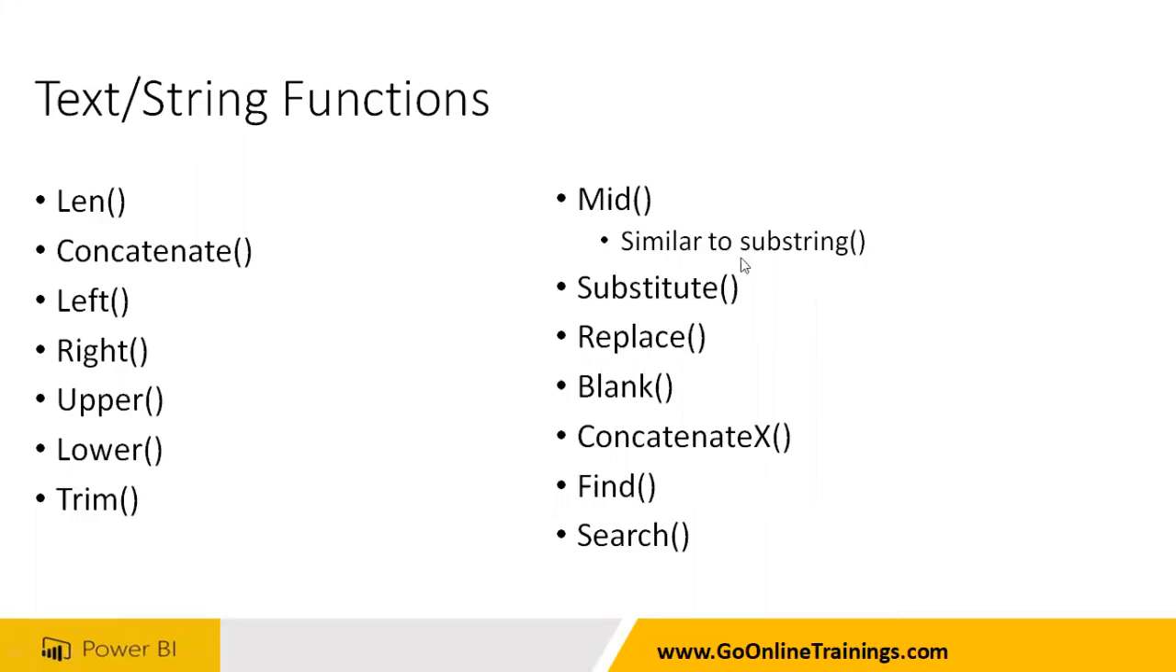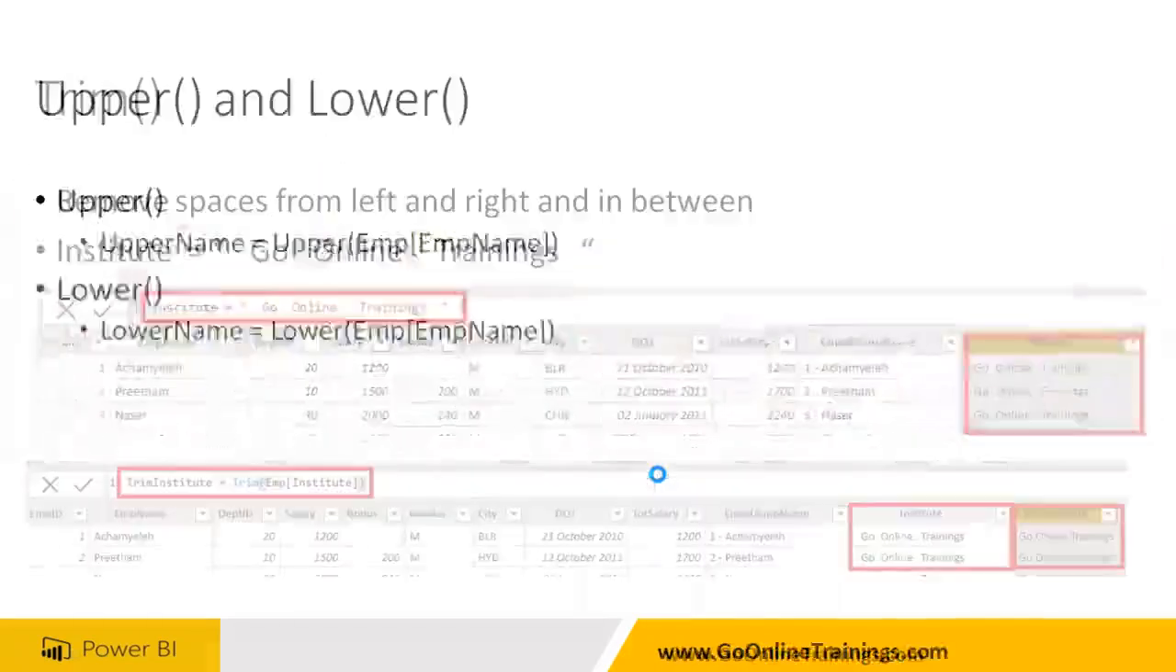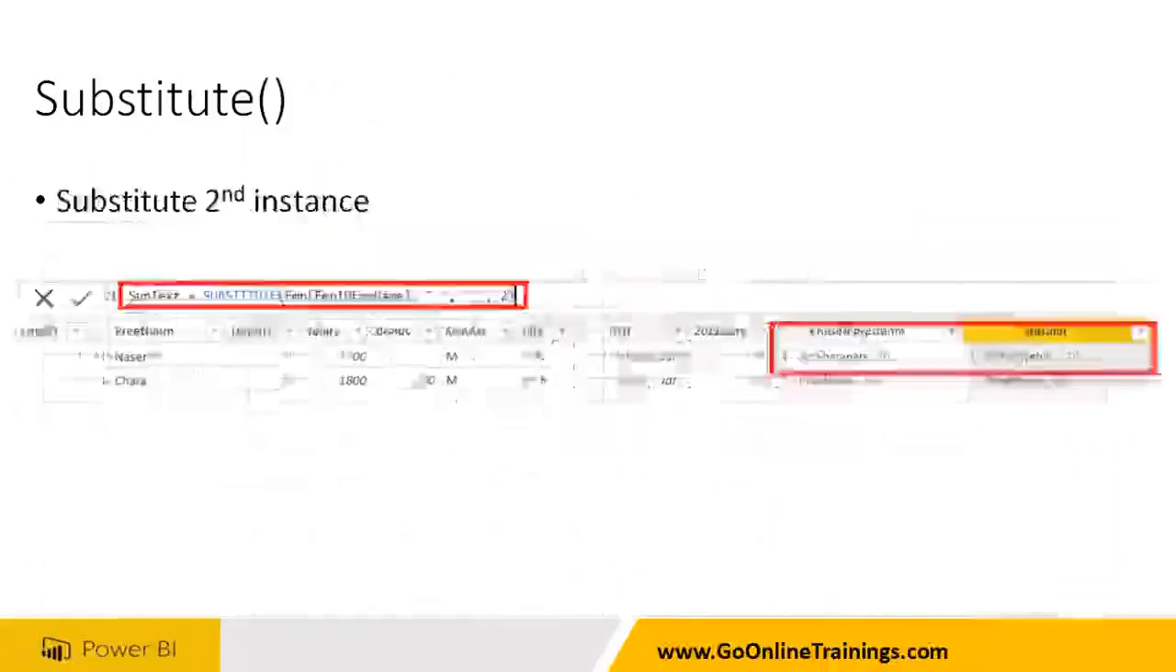Substitute is completely condition based, which is going to affect only a few rows, and replace is going to be without condition. It is going to affect all the rows. So that is what we discussed, and today let us understand some more functions: blank, concatenate, concatenateX, find, search. All these things we'll discuss one by one.